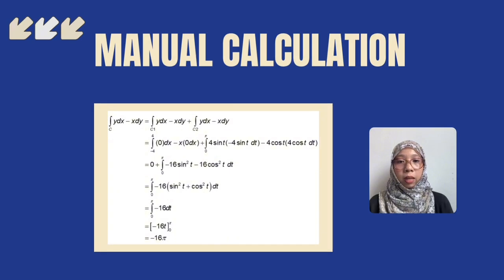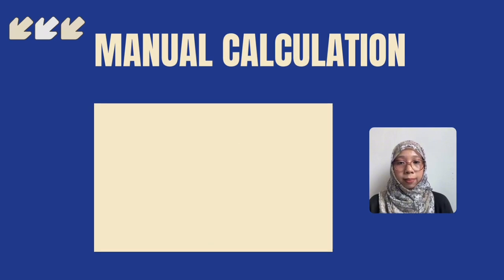Expanding the terms gives us the integral from 0 to pi of negative 16 sin squared t minus 16 cos squared t dt. By factoring out negative 16, we can use the trigonometric identity sin squared t plus cos squared t equal to 1. This leaves us with a very simple integration of the constant negative 16 from 0 to pi. Evaluating this integral gives us our final answer, negative 16 pi.